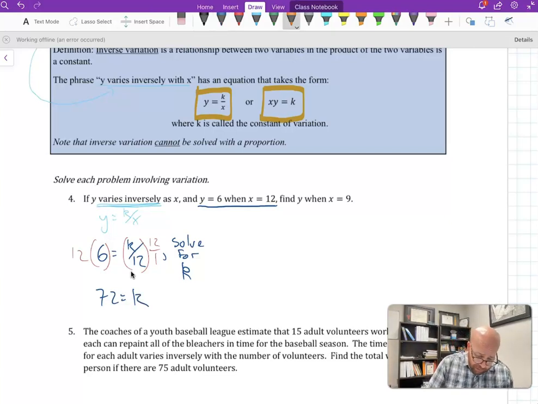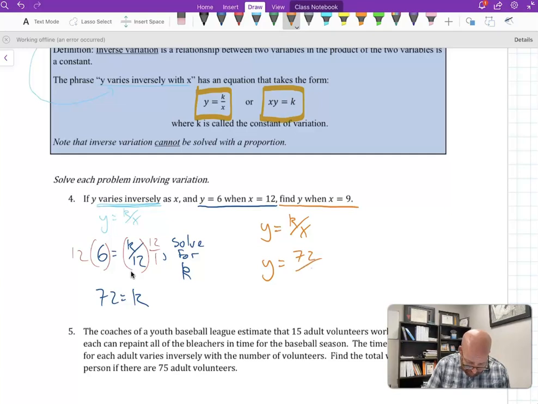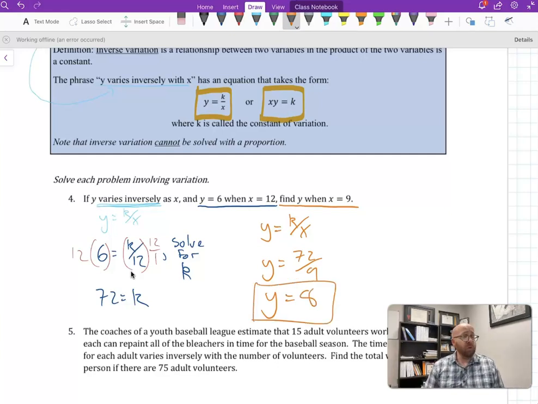Now, we can find y when x is equal to 9. So again, using our inverse variation equation, y is equal to k over x. y is equal to 72 divided by 9. 72 divided by 9 is 8. So y is equal to 8.